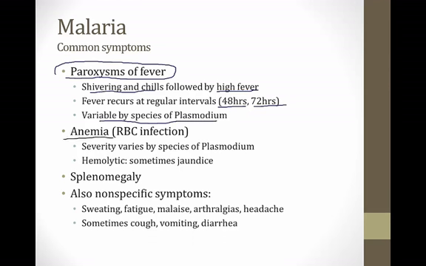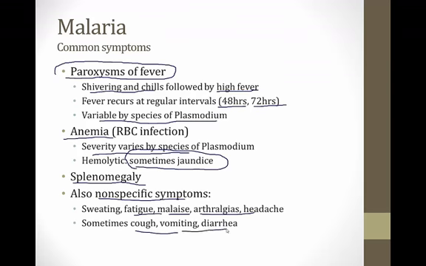Anemia is going to be a classic symptom of malaria, obviously, because those red blood cells are being destroyed by the infection. The severity varies by species of Plasmodium, and it can be a hemolytic anemia and sometimes lead to symptoms of jaundice. So people with malaria can develop yellowing of the skin. The spleen is often enlarged because it's trying to clear those infected red blood cells. And then finally, there are lots of non-specific symptoms of malaria, things like fatigue and malaise, headache and arthralgias. Sometimes there's cough or vomiting or diarrhea.